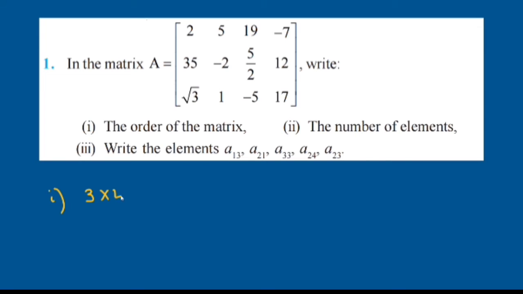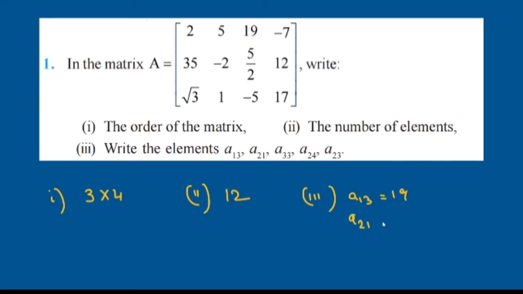3 by 4. Second, how many elements are there? 12, right? 3 into 4, 12. Third, write the elements. A13. What is A13? First row, third element. First row, third element is 19. So A13 is 19.